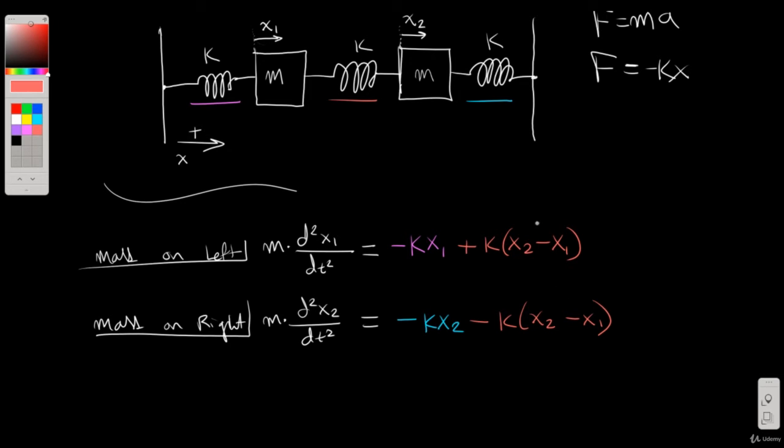And so this is what we have now. These are our two equations, and we can rewrite these two. I'm going to rewrite the two just to make it a little neater. What do we have? Minus 2kx1 plus kx2. And here we have minus 2kx2 plus kx1. So we can rewrite this and simplify it as such.